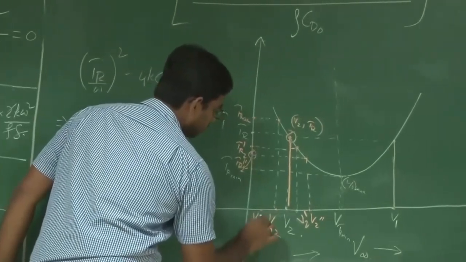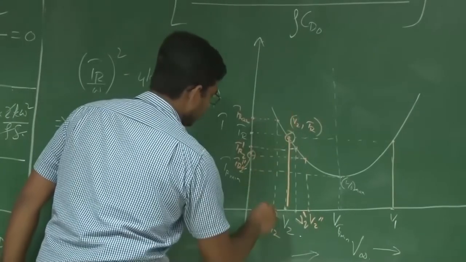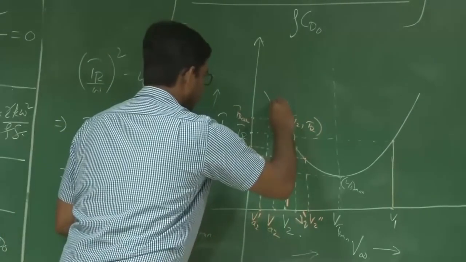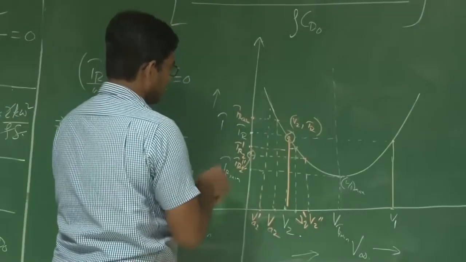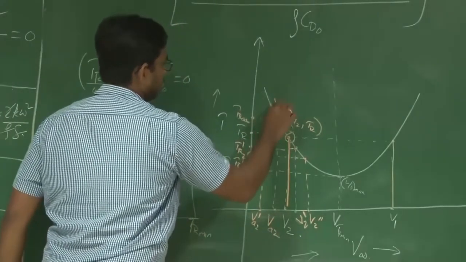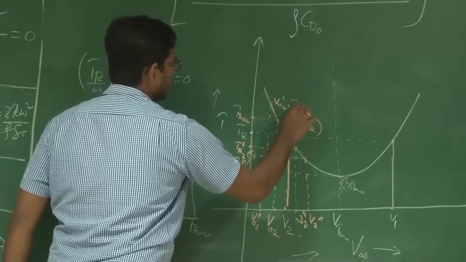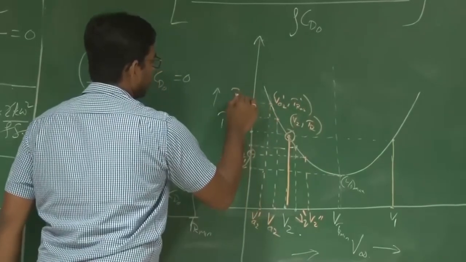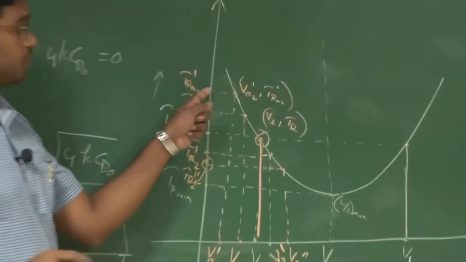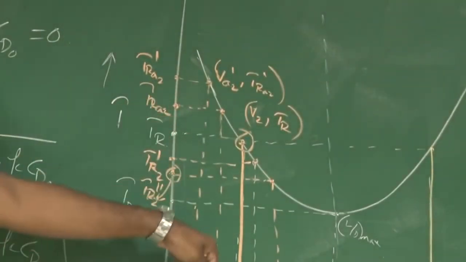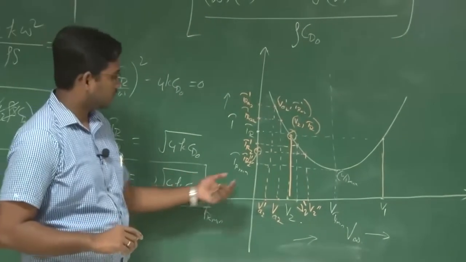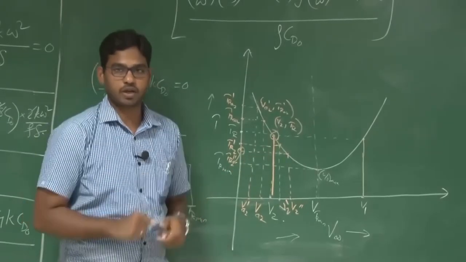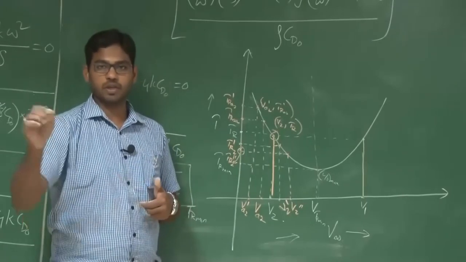Say it will come to VA2 prime, and the corresponding thrust is TRA2 prime. So that means the thrust requirement has increased further, right? Which will decelerate the system further. That means the UAV is not coming back to its equilibrium by itself. Either the pilot has to give a constant increase and decrease in the throttle, even for a small disturbance.